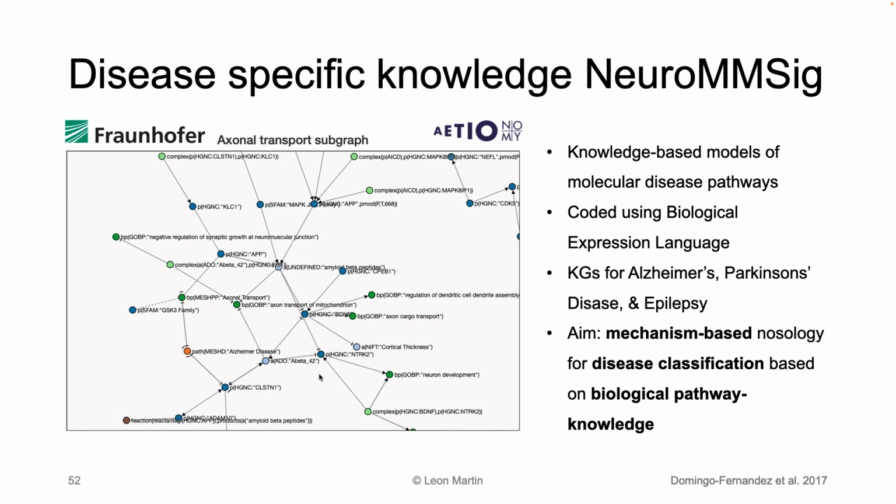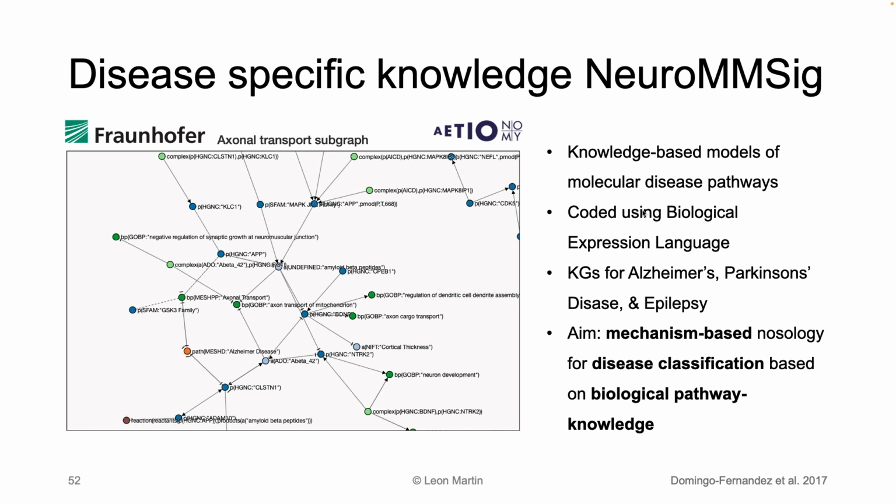You can see here, for example, with NeuroMSIG. This is a literature-based knowledge graph generated by the Fraunhofer Institute, which is aggregating all the existing knowledge that is preserved in the scientific literature about neurodegenerative diseases. And it's building a knowledge-based model of molecular disease pathways.